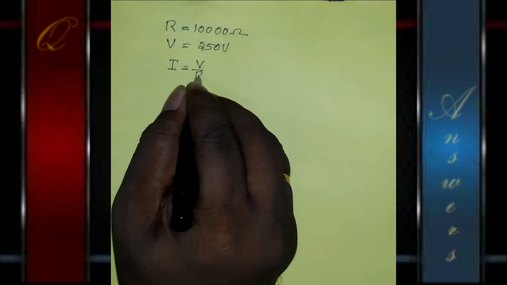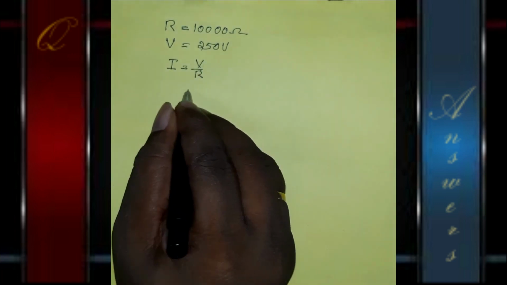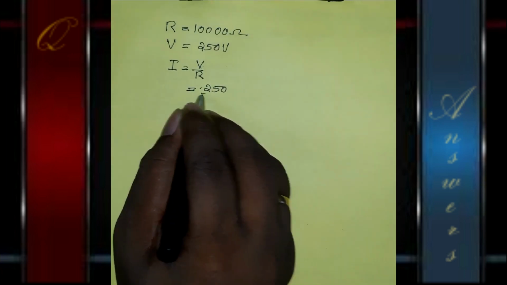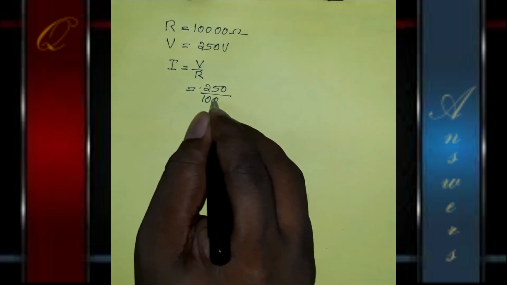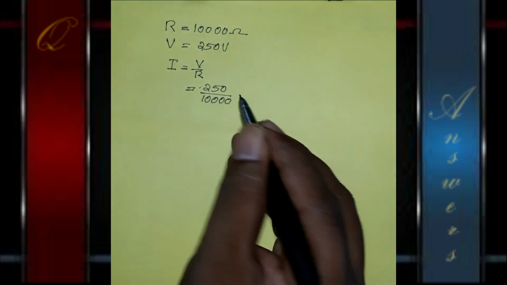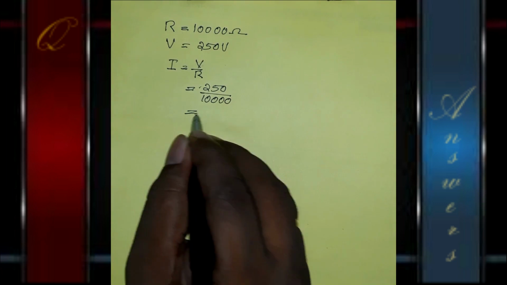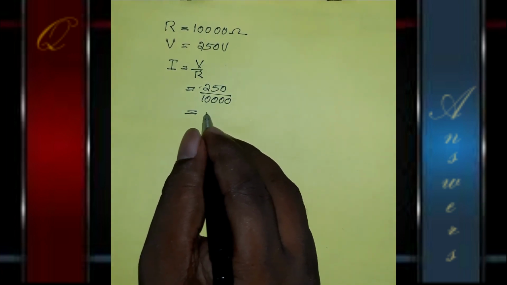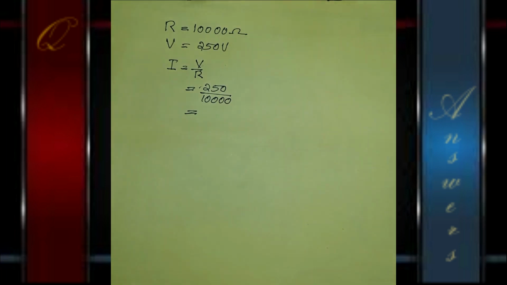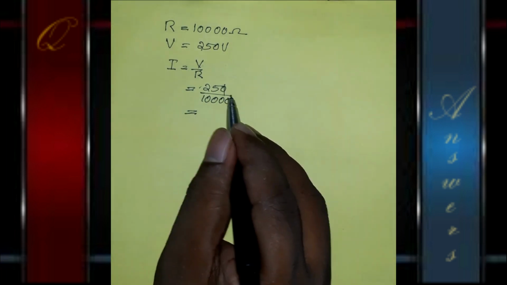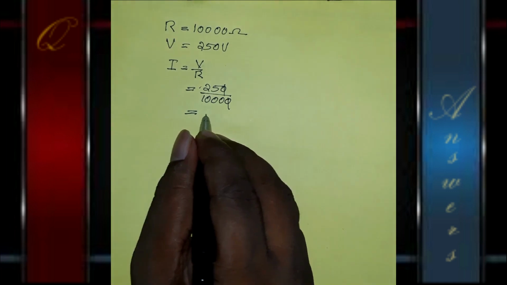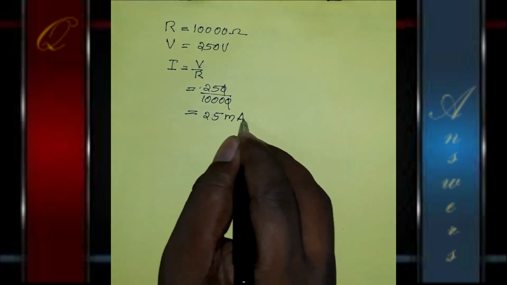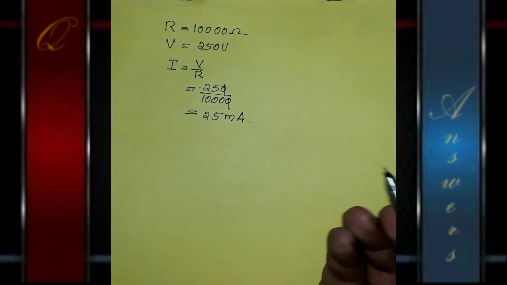I is equal to V by R. What is V here? V is 250, 250 divided by 10,000. So the current here will be, the 0 and 0 cancels, which will be 25 milliampere. 25 milliampere will be the current.